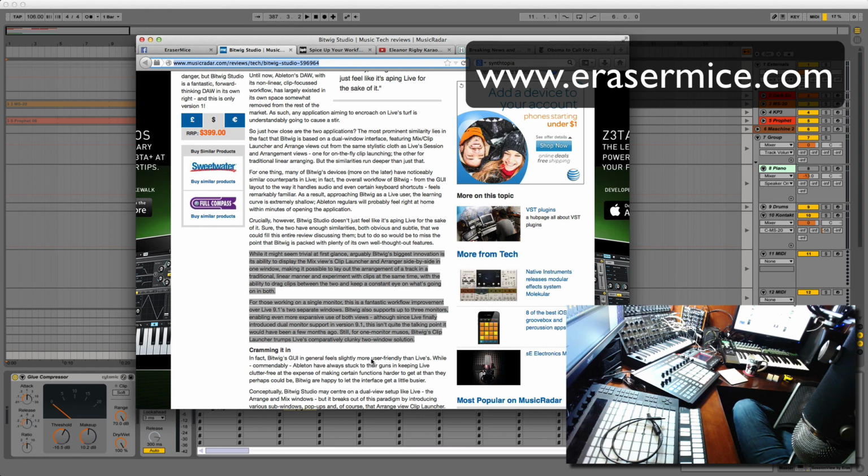Okay, blah, blah, blah, supports three monitors, introduced dual monitor support 9.1, blah, blah, blah. This isn't quite the talking point it would have been a few months ago. Still, for one monitor users, musos, Bitwig's clip launcher trumps Live's comparatively clunky two-windowed solution. I can't help but freak out.